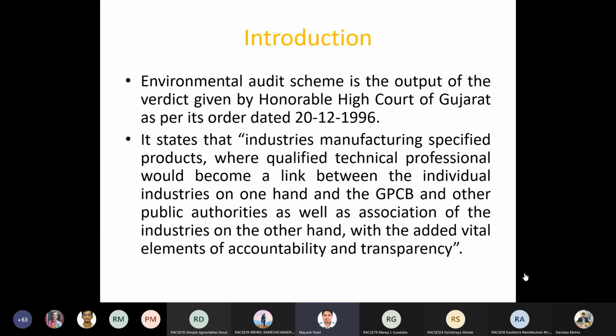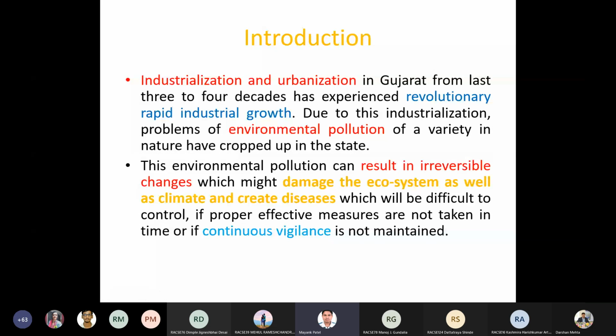Whosoever is manufacturing any product, the details related to the manufacturing of this product, along with the pollution load and other parameters, there are so many parameters that you need to include in this environmental audit report, which we will discuss later on, but all these things you need to mention. So there are various sections available in the environmental audit report.